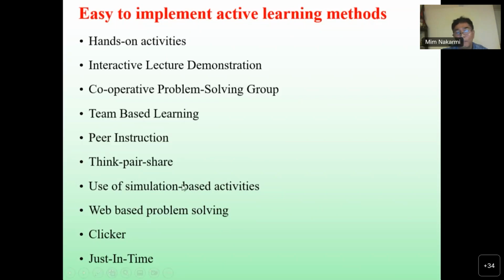We can use simulation-based activities in the classroom, which can be done as a group or maybe used individually and then the results brought together in the group. So lots of things. It is not only this. There are lots of things in development, so this environment provides the platform to use them.